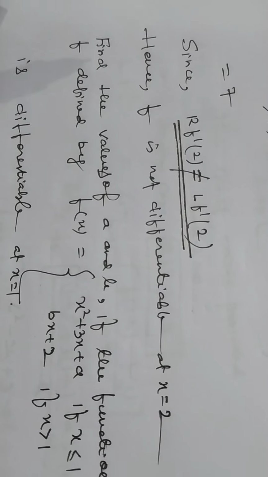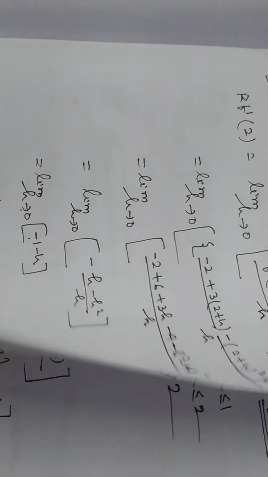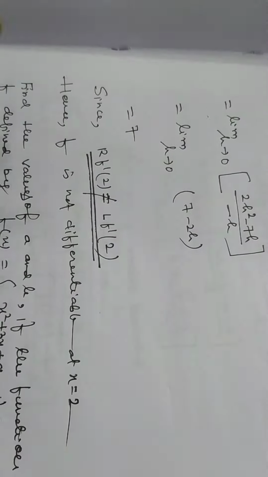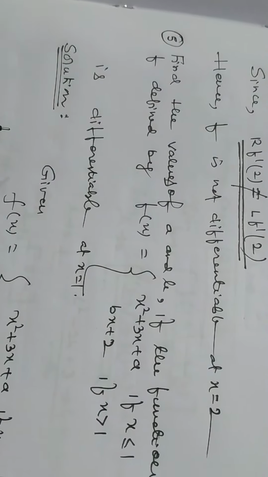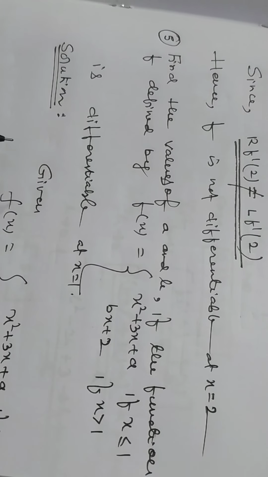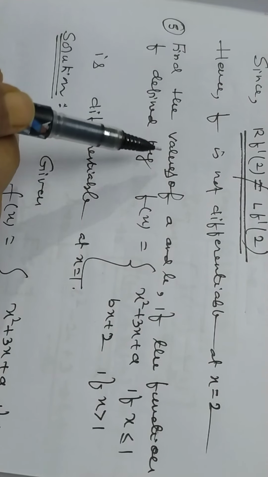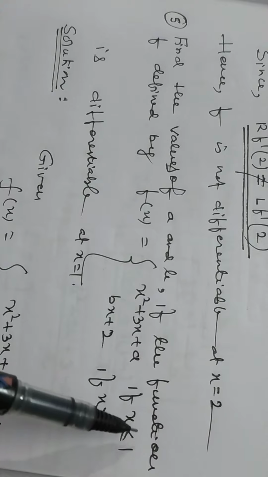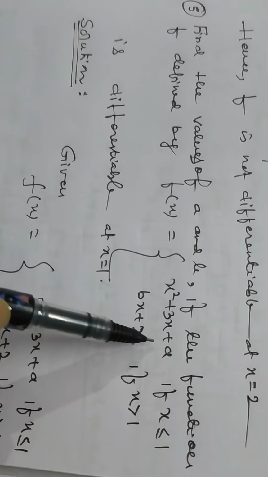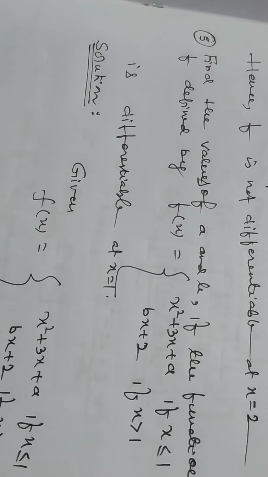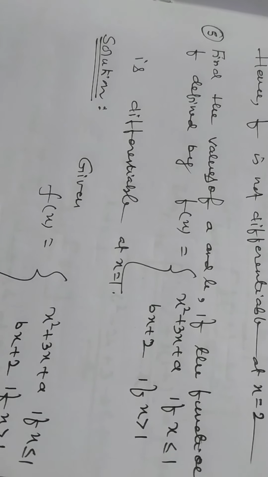Now I want to solve the next problem, and this problem is problem number 5. My dear student, this was also asked in the board examination. Find the value of a and b if the function f defined by f(x) is equal to x square plus 3x plus a if x less than or equal to 1, bx plus 2 if x greater than 1, is differentiable at x is equal to 1.